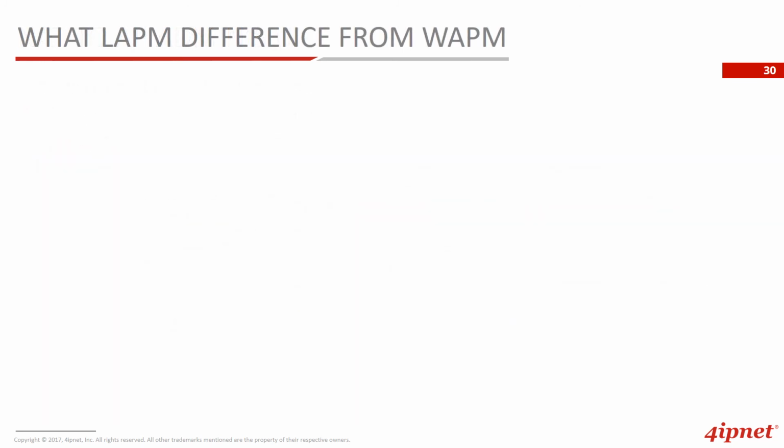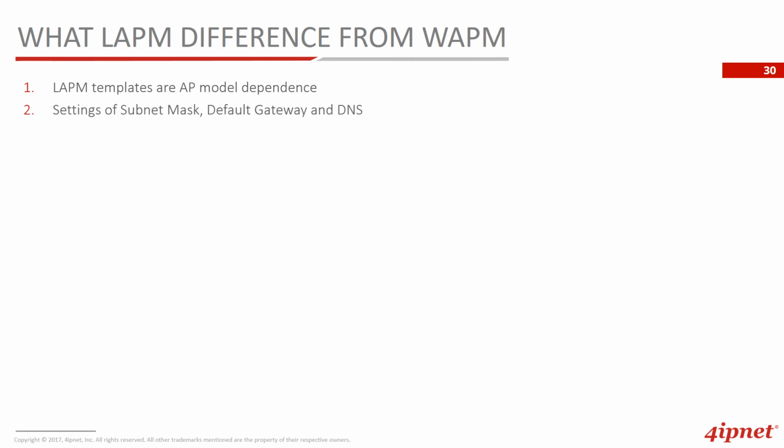To sum up, how does LAPM differ from WAPM? First, LAPM templates are AP model dependent, while WAPM templates are generic. Another difference is that you can configure settings of subnet mask, default gateway, and DNS in LAPM, but not in WAPM. And third, under LAPM, channels are displayed in the AP list.